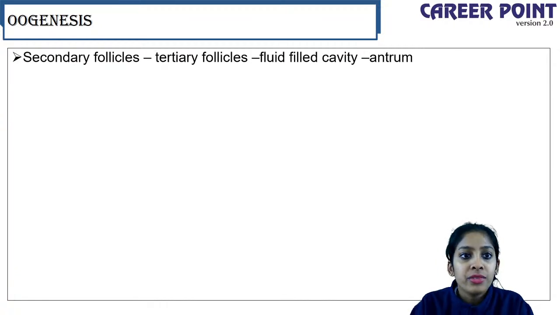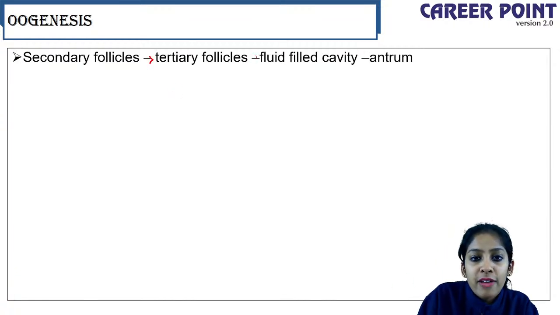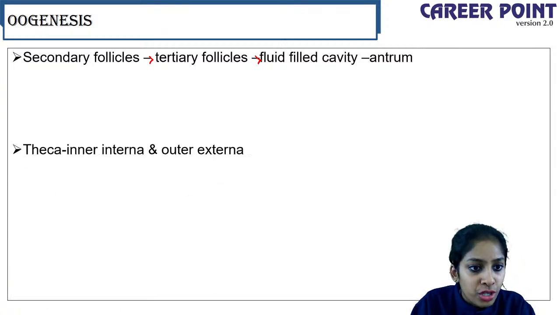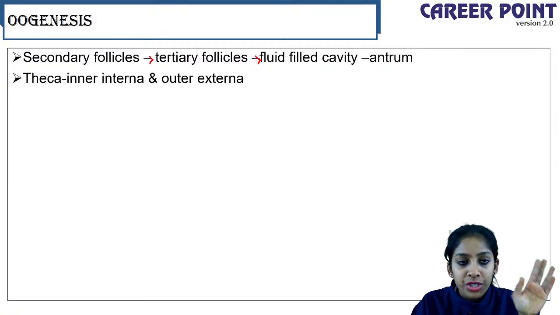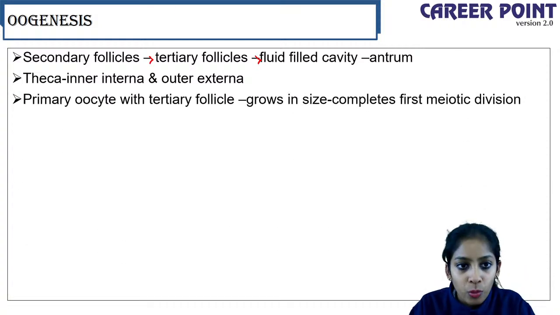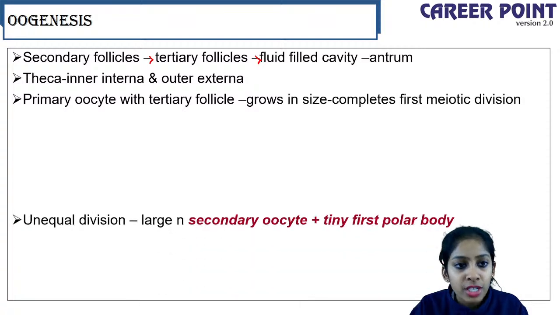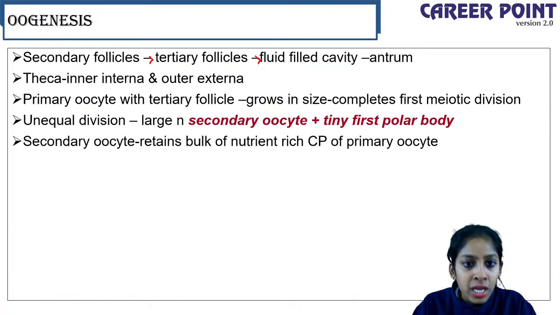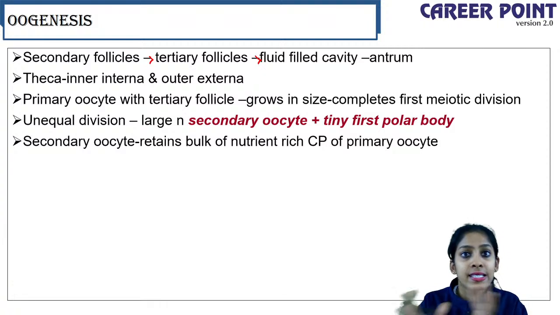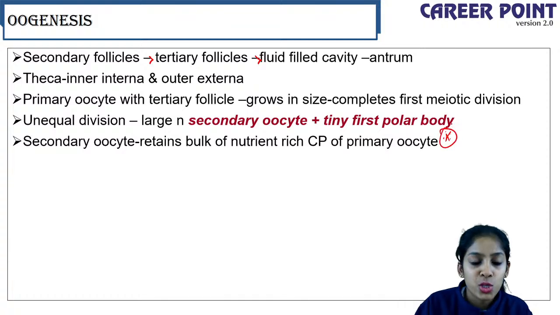So this is how oogenesis happens. If you see the secondary follicles, then the tertiary follicles, the tertiary follicles have a fluid-filled cavity, that is the antrum. Then the thecal layer, which I mentioned, can be differentiated into the internal one and the external one. The primary oocyte within the tertiary follicle completes its first meiotic division. It forms a secondary oocyte plus the tiny polar body. The secondary oocyte retains the cytoplasm of the primary oocyte because it can get a lot of nutrients. This is an important line. It is a part of your CBSE as well as your NEET.